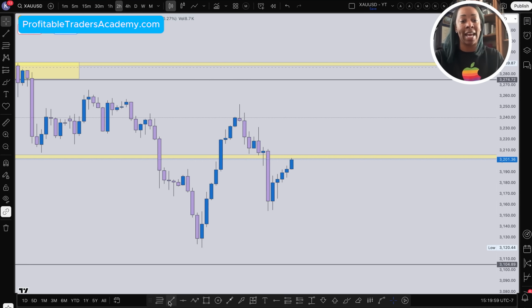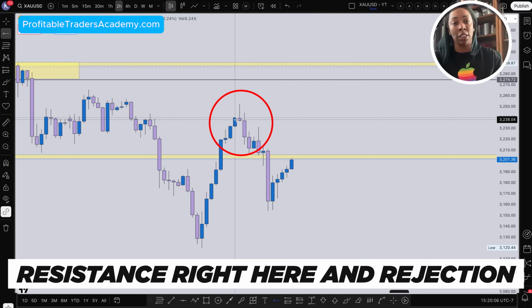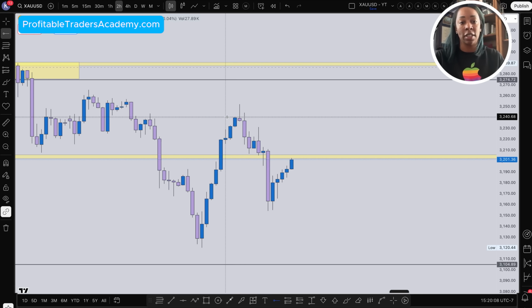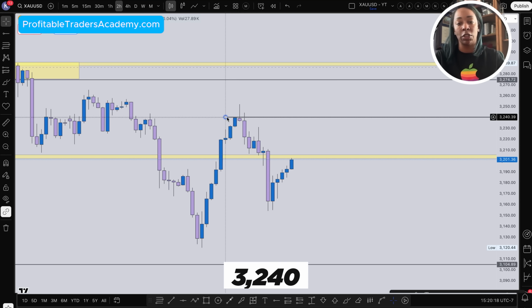However, I do want to add another level here. I'm going to use my horizontal ray tool. Basically I see this area of resistance right here and rejection. I actually did, let's see, was this yesterday? Yeah, I did take a short-term trade in here that worked out. So that was pretty cool. But we're going to place this level at 32.40.